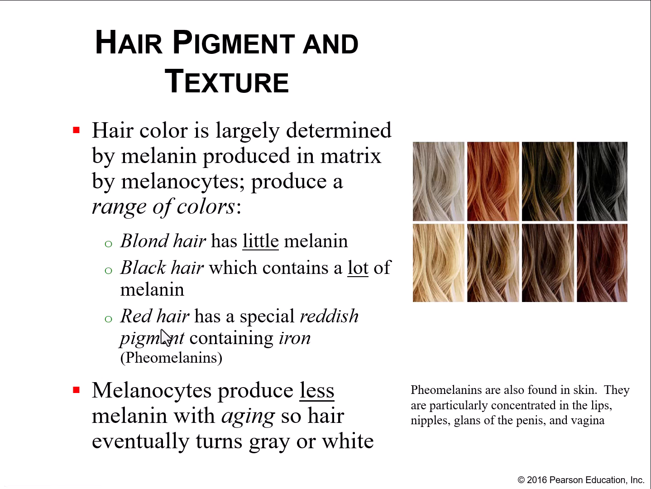I'm probably saying it wrong, phytomelanins in it, which is a melanin pigment that has an iron associated with it, and that gives the red color. You can also find those phytomelanins in skin. They're particularly concentrated around our lips, nipples, glands, the penis and the vagina, those areas where we have a reddish hue to our skin. So the same pigment that gives us our red hair gives us that reddish pigment in our skin. As we get older, they are less active, and that's why a lot of people go gray or white, because the melanocytes aren't depositing melanin in the hair anymore.